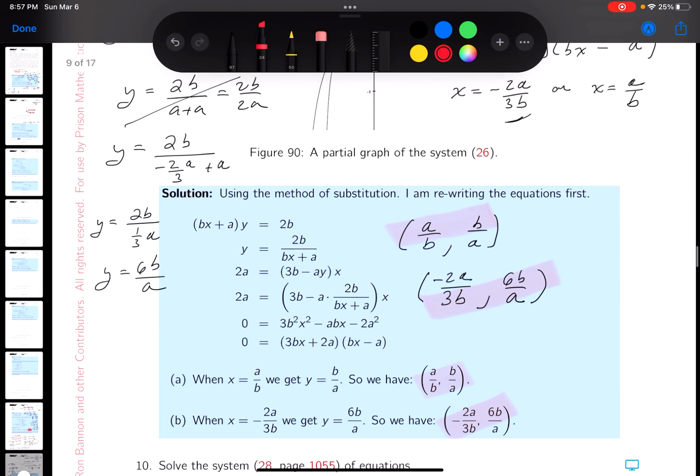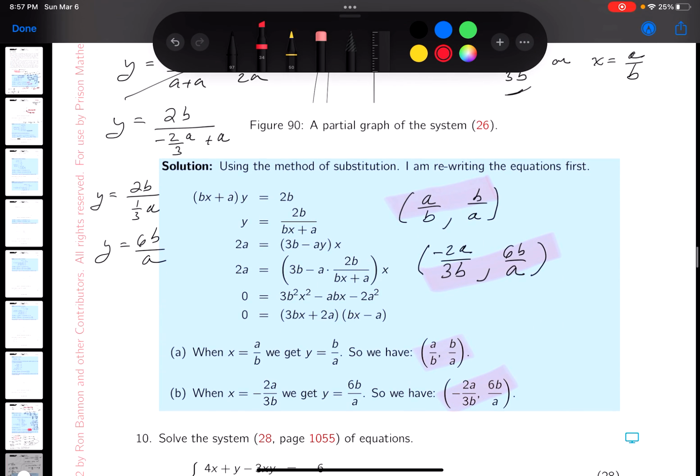All right, so not a bad problem. No graph is provided because there's parameters in this problem. It'd be terribly difficult to try to generalize a graph in this one.